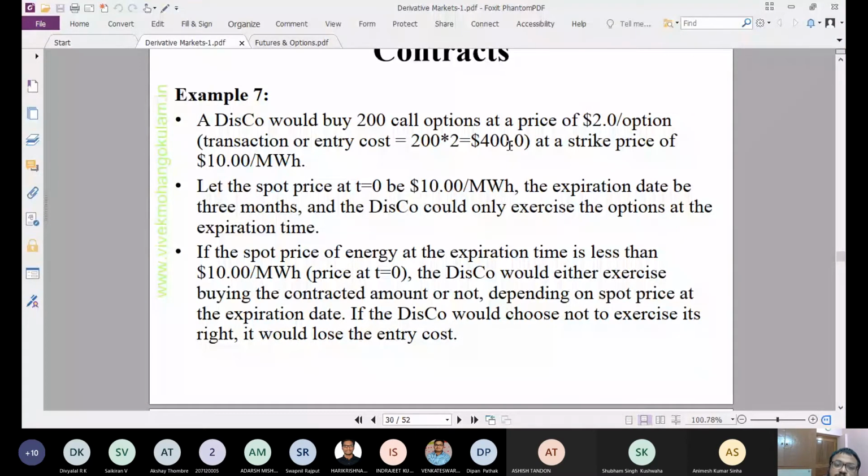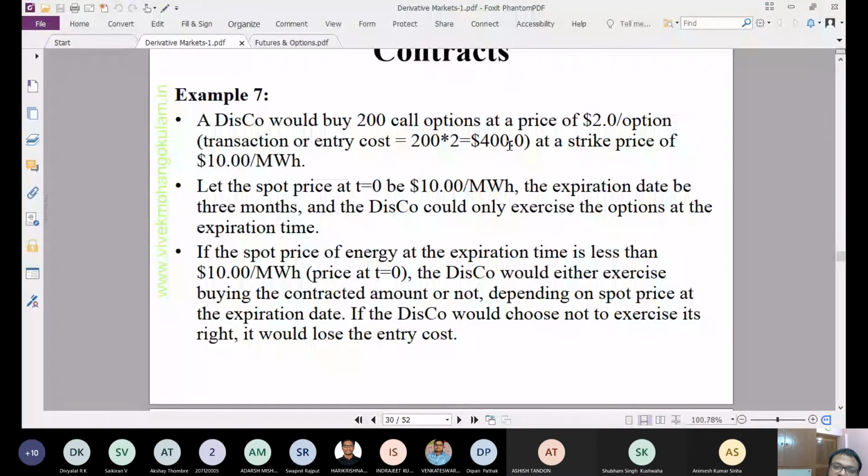Now, if it is $12 per megawatt hour, then what will happen? Initially, the entry cost is there, so it is no profit, no loss for him if he exercises. But anyway, he will exercise it because it is better to exercise. Otherwise, this full $400 is a loss. If he exercises it, then it is zero, right?